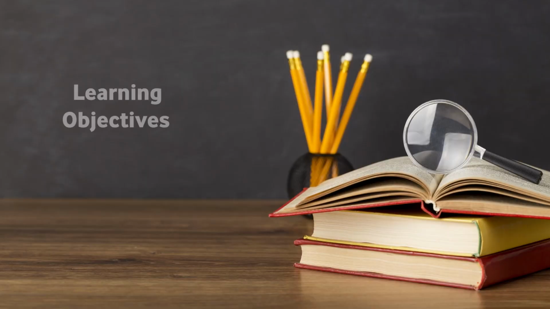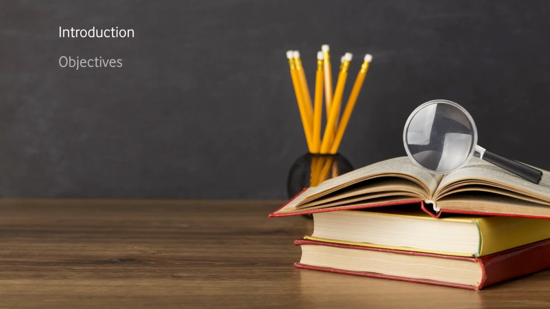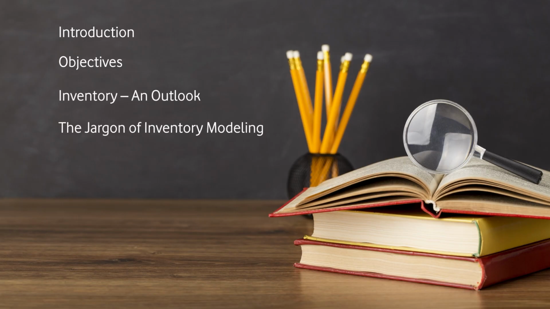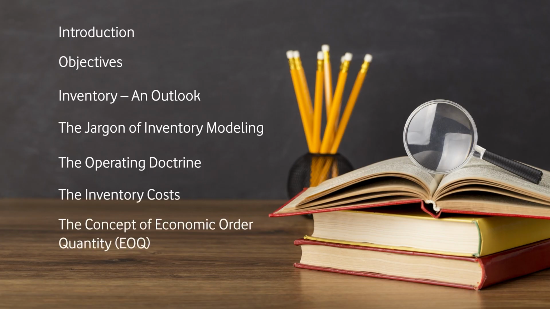This inventory cost concept of the economic order quantity is a very specific technique and a special mathematical treatment, which we can see in the chapter. So what contents are we taking? We are taking the introduction, objectives, inventory and outlook, the jargon of inventory modeling, the operating doctrine, the inventory cost, the concept of order quantity, and limitations of EOQ.